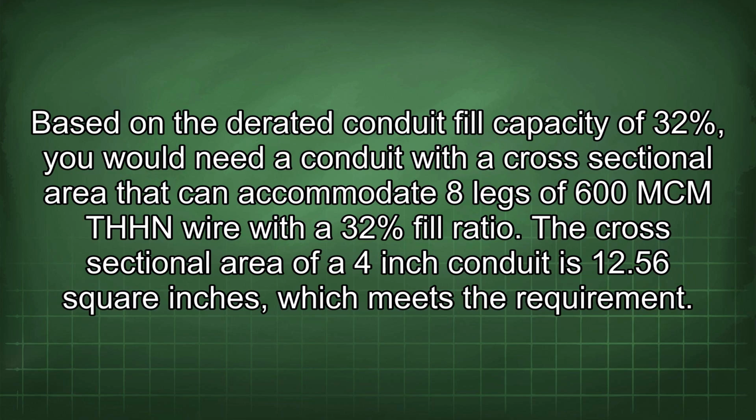Based on the derated conduit fill capacity of 32%, you would need a conduit with a cross-sectional area that can accommodate 8 legs of 600 mcm THHN wire with a 32% fill ratio. The cross-sectional area of a 4-inch conduit is 12.56 square inches, which meets the requirement.